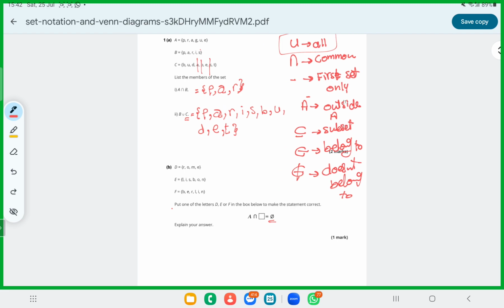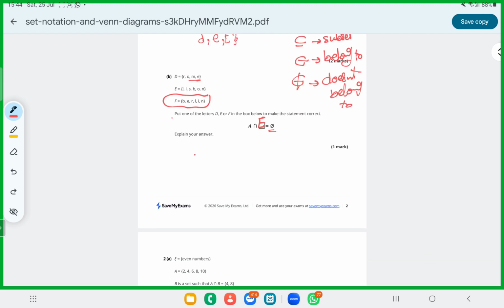I want to see some set which has no common elements between A and it. So let's put it here. If I have A, it includes P, R, A, G, U, E. So if I look here, I will start to choose one which doesn't have any of these elements. Who can help me and write your answer? It's very important to check.